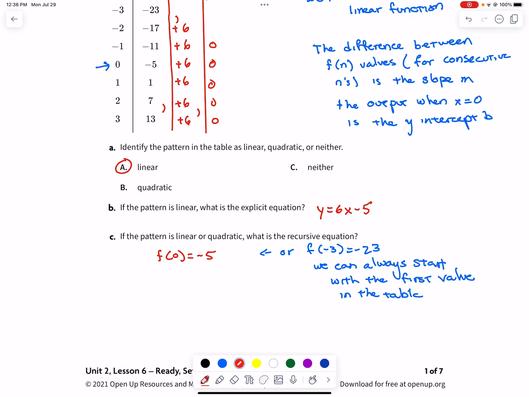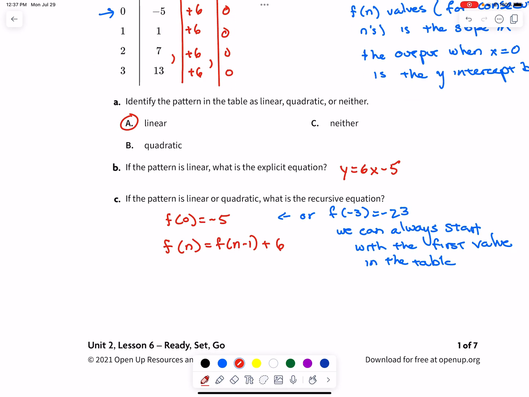And then to get to the next term from the previous term, we're just going to be adding 6 each time. So notice a linear function, the multiplication constant in the explicit equation is an addition constant in the recursive function.